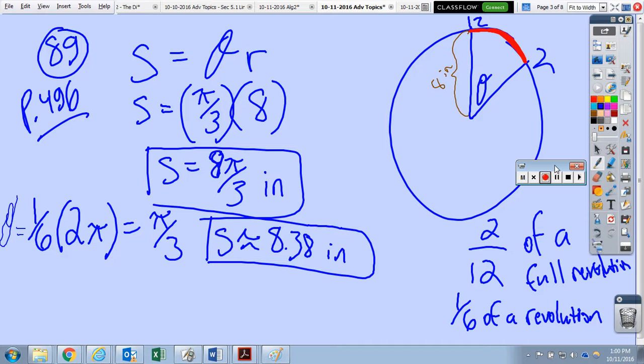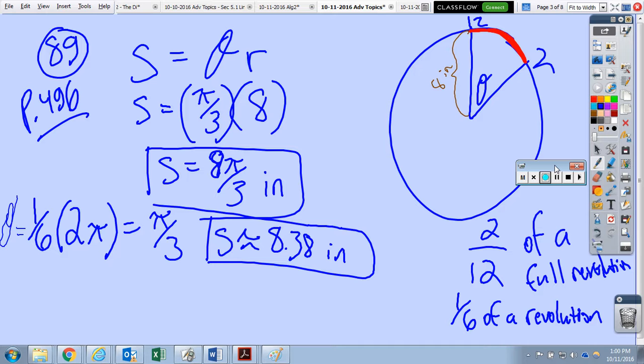How do you multiply by 2? I multiply 1/6 by 2 pi because 2 pi radians is 1 full rotation. And what we have is not 1 full rotation, we only have 1/6 because the minute hand is only going from 12 to 2 for this problem.